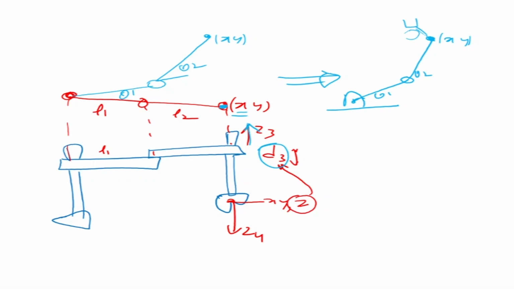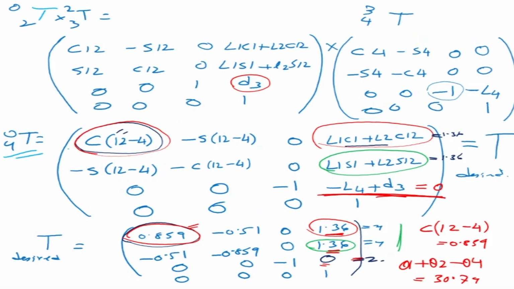If you look at the final matrix T0 to 4, this term which is coming here is equivalent to my Z axis, and there is no sine and cos there. Because if there is a change in D3, L4 is a length and it's fixed. So when there is a change in D3, only Z changes, and there is no sine or cos there. So I used the same numbers to make the correlation between these three problems that we solved today.